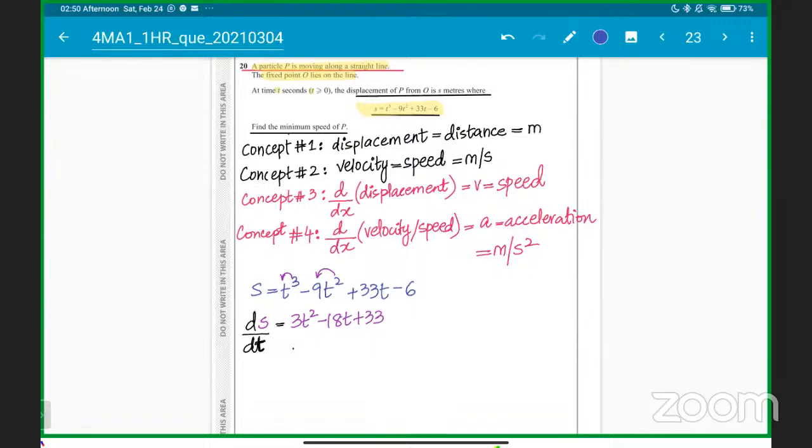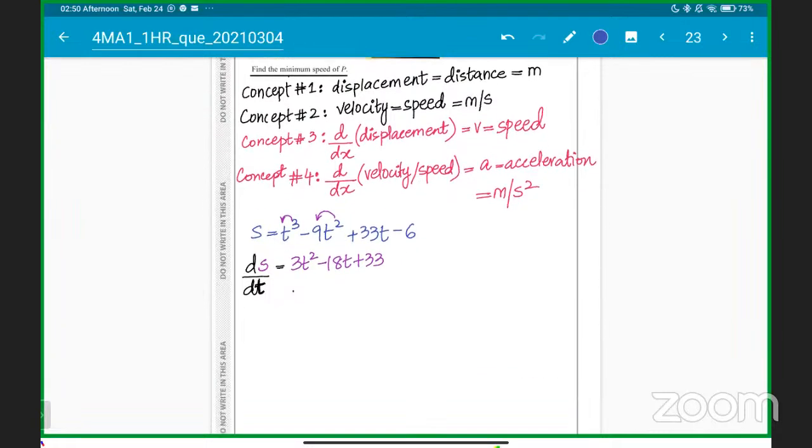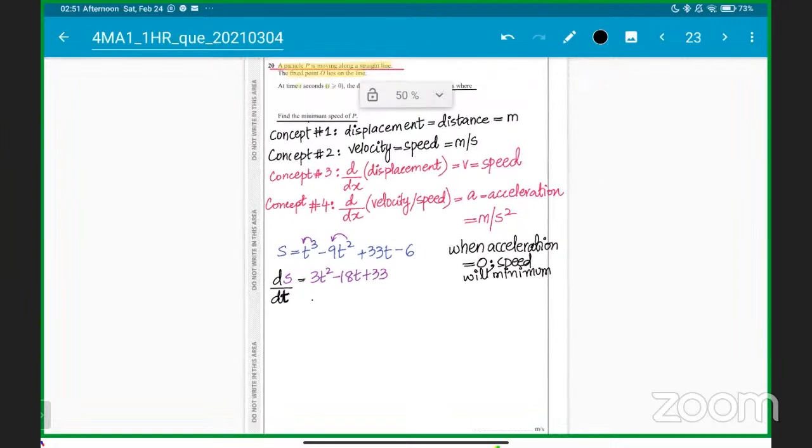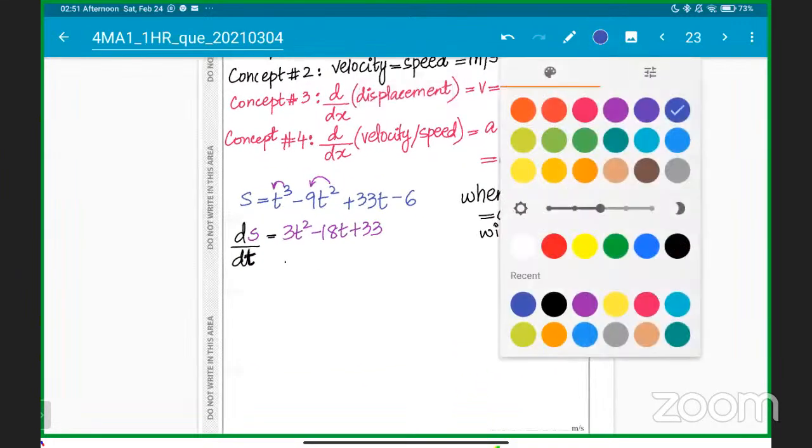Guys, you just have to imagine it in a practical life situation. Let's say you are sitting in a car, when will your speed be minimum? When there is 0 acceleration, right? So you can write down this point as well: when acceleration is 0, then the speed will be minimum. Please learn this concept, okay? When acceleration is 0, speed will be minimum, and that is what we are applying here.